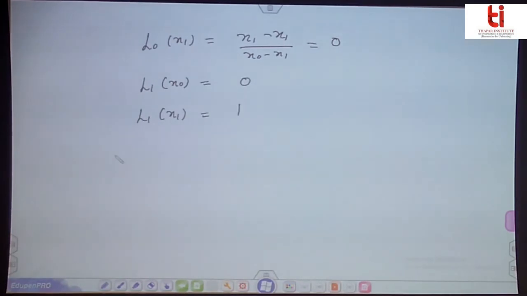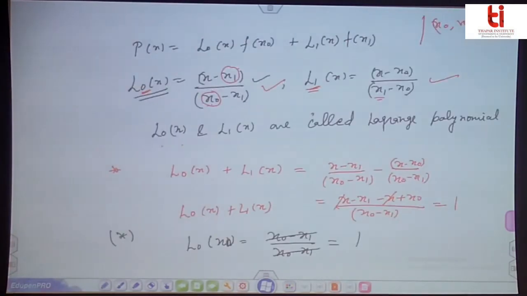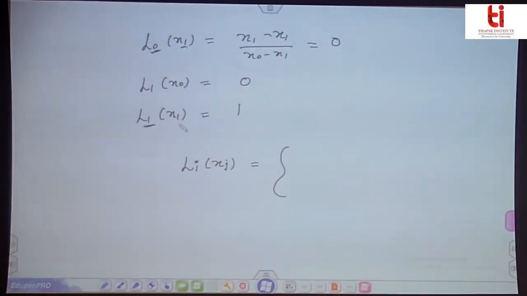So we can conclude from here, Li xj: when this is x0 and this is x1, L0 x1, the value is 0. Whenever L0 x0, the value is 1. So when both the indices are the same, Li xi, the value is 1. If it is different, the value is 0. We can say the value is 1 or 0 as i is equal to j and i is not equal to j. Okay, so this is the property of the Lagrange polynomial.